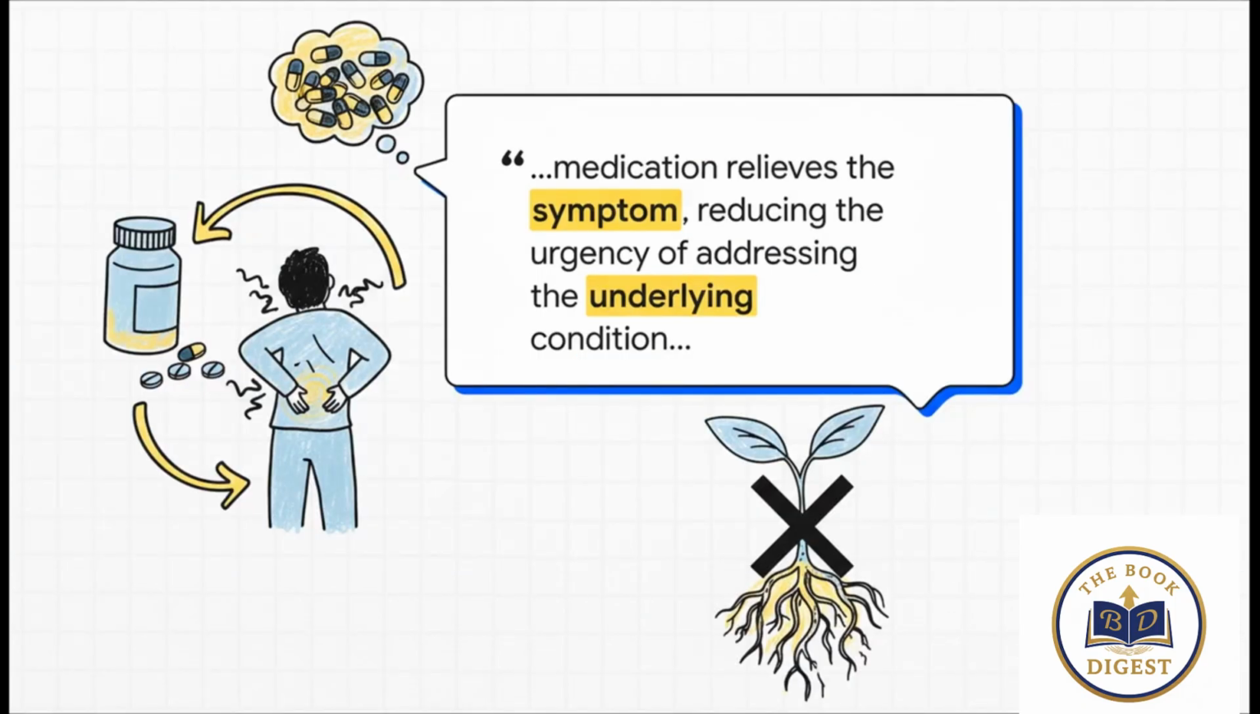And this creates this really insidious dependency. The book gives a perfect example: taking painkillers for chronic pain. The pill is the quick fix. It makes the symptom go away so there's no urgency to do physical therapy or figure out the real root cause. But over time, the actual problem gets worse and you become even more dependent on that quick fix.